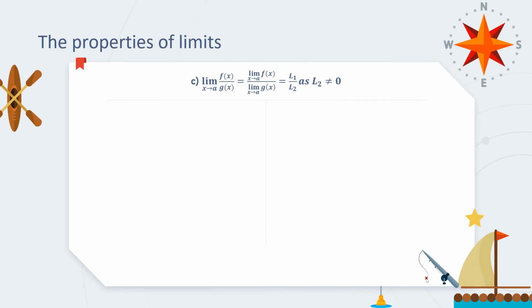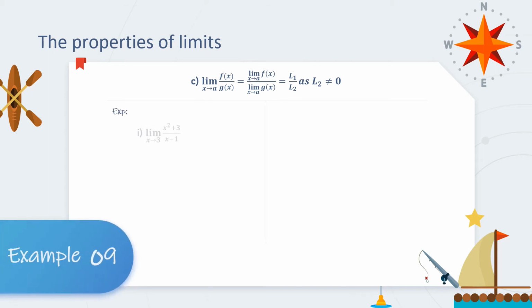Next, the properties of limits. The limit of a quotient is the quotient of the limits, provided the limit of the denominator is not equal to 0. Refer to example 1. Given the function, the limit of x squared plus 3 divided by x minus 1 as x approaches 3. First, determine x squared plus 3 as the numerator and x minus 1 as the denominator.